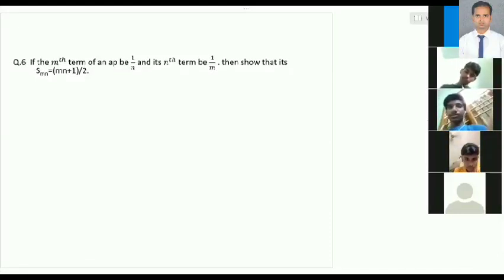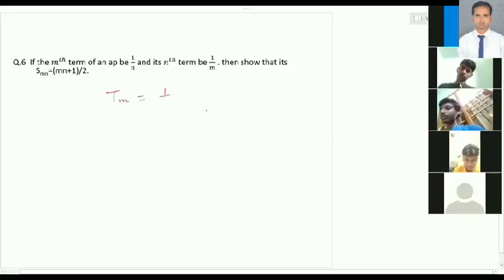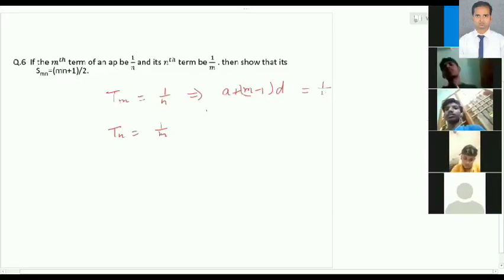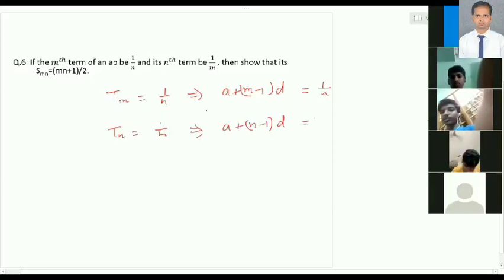They are saying if the mth term of an AP is 1 by n and the nth term of the AP is 1 by m, then we have to show that Smn equals mn plus 1 by 2. What have they given? Tm is 1 by n and Tn is 1 by m. From this, Tm equals a plus m minus 1 into d, and this value is given as 1 by n. Similarly, Tn equals a plus n minus 1 into d, and this value is given as 1 by m.